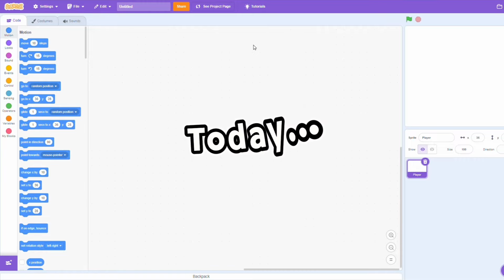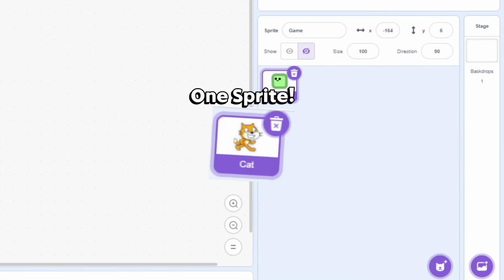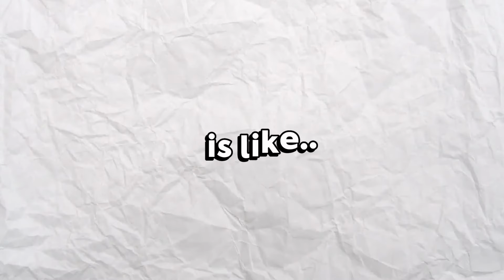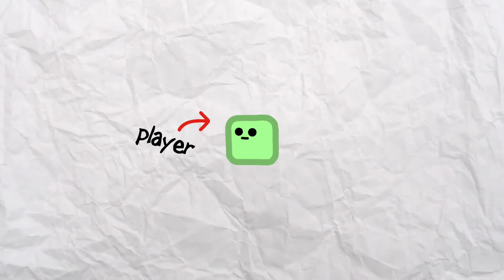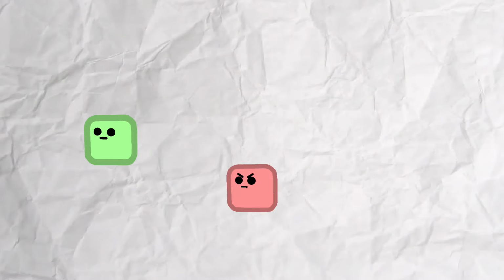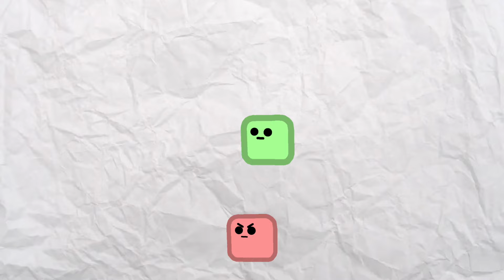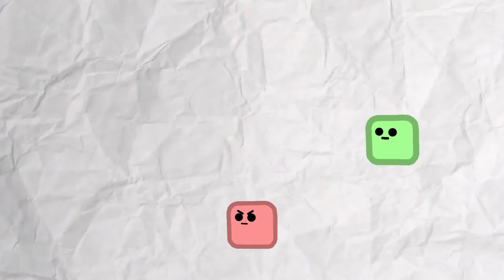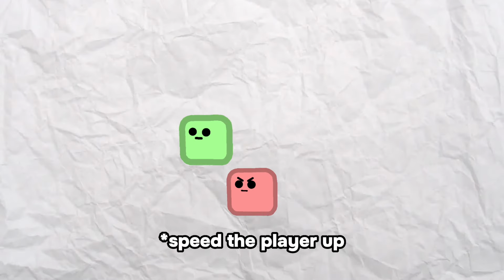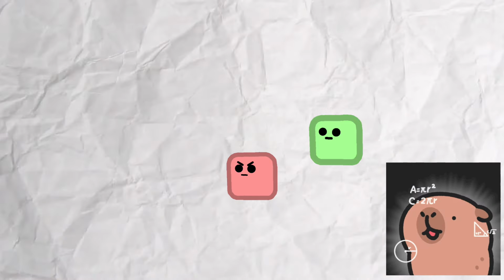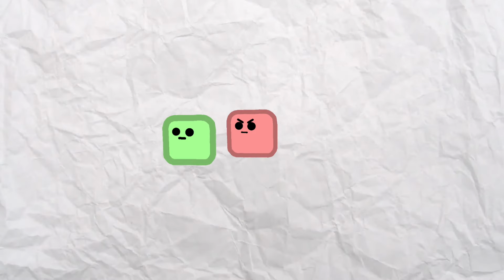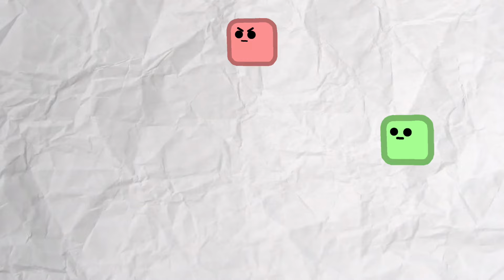Today, I'm going to be making a Scratch game with only one sprite. The game I'm going to be making is a game where you have a player and he goes from right to left on the screen, and then there's going to be these little enemies that go up and down on the screen, and then you have to press the space bar to slow the player down so he doesn't run into the enemies. It's hard to explain, you'll see.